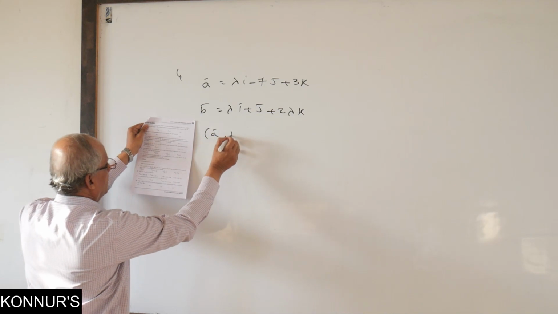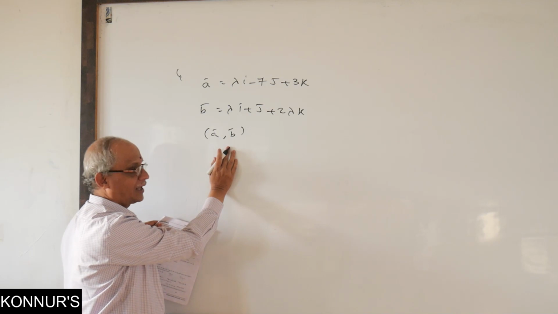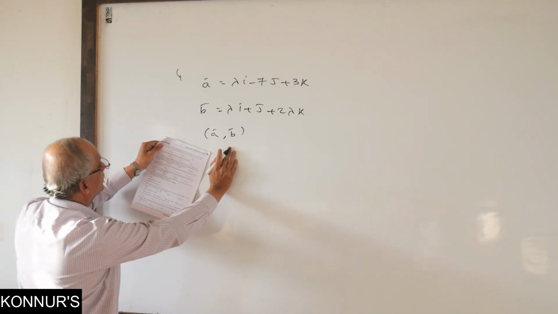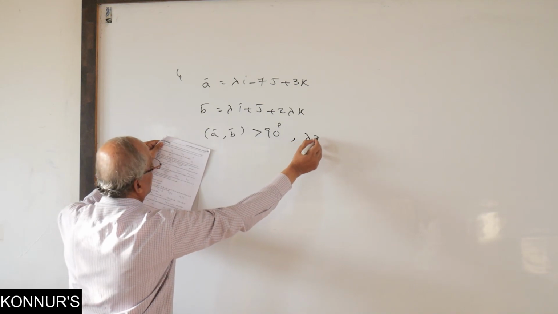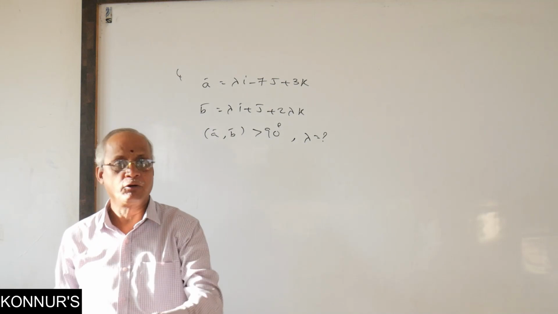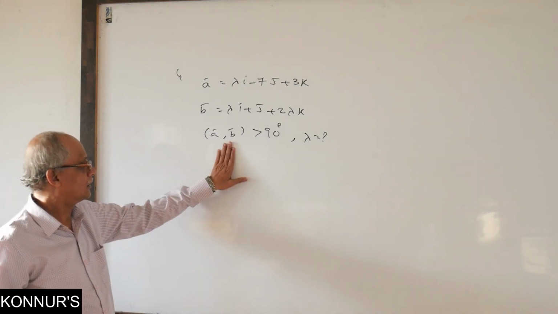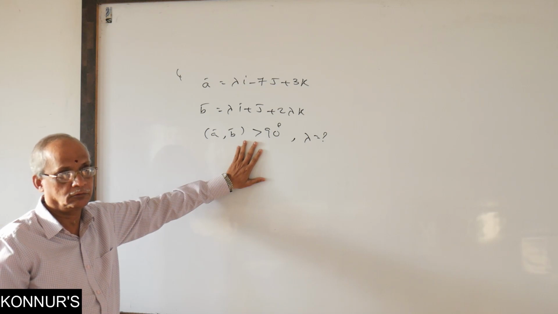A bar comma B bar in brackets, when you write, this is a symbolic form for angle between the vectors. Sometimes they use it also. Angle between the vectors is greater than 90 degrees. Find lambda value. Answers are in interval notation, so we need values of lambda. Angle between the vectors greater than 90 means the second quadrant.